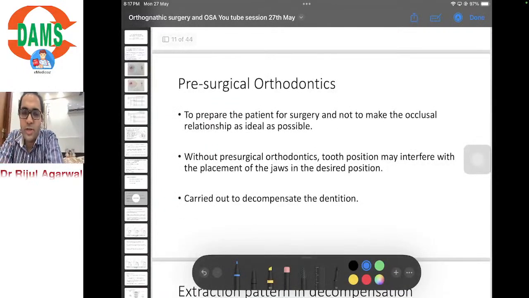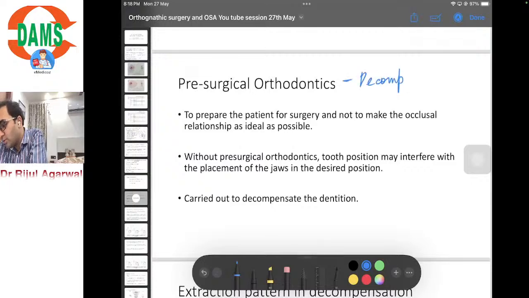Okay, so what is the pre-surgical orthodontics? Pre-surgical orthodontics is done prior to the surgery. It is done not to make the occlusion relationship as ideal as possible. So what is the need? Its need is to carry out decompensation of occlusion.